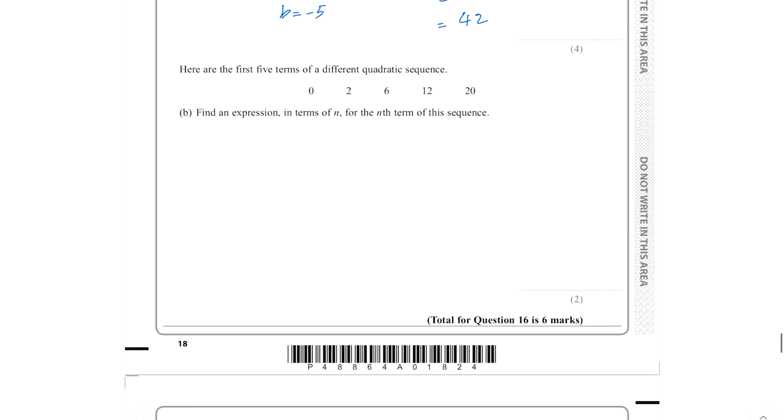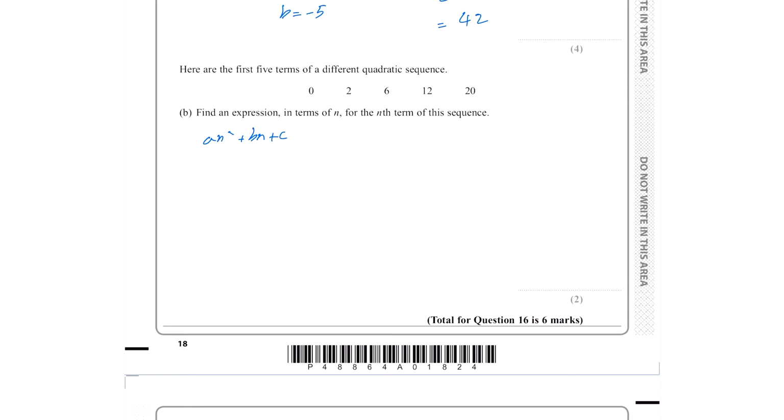Here are the first 5 terms of a different quadratic sequence. So they've told us it's quadratic, so it's not going to be going up linearly. For example, to go from 0 to 2, you add 2, but from 2 to 6, it goes up by 4, and then from 6 to 12, it goes up by 6. It's not going up in a linear manner. Now the way quadratic equations work is they all boil down to this an squared plus bn plus c.